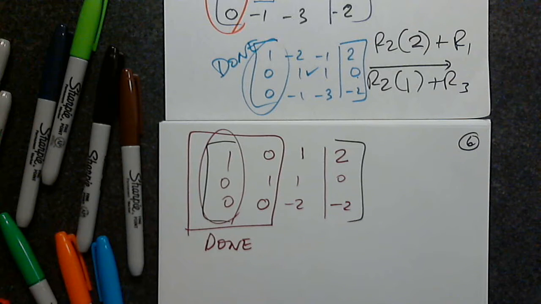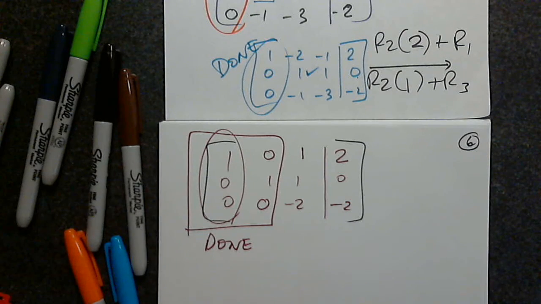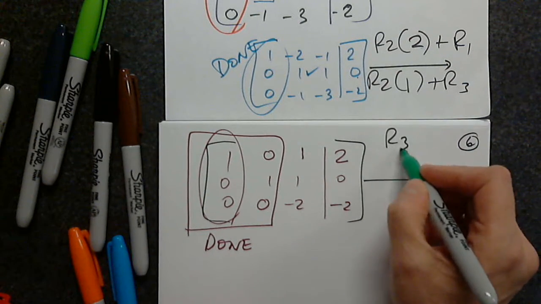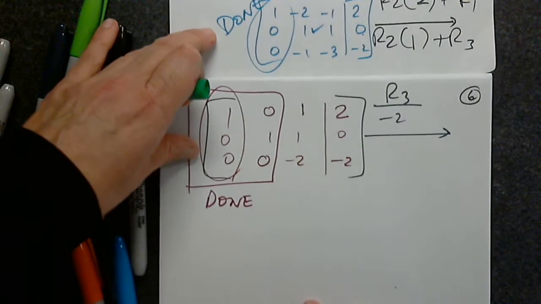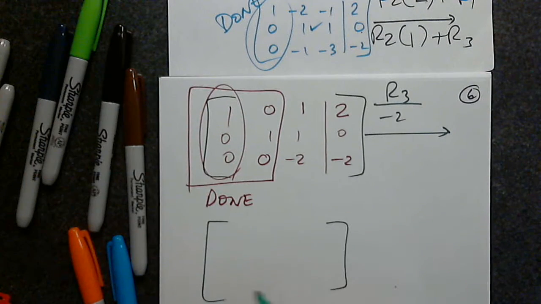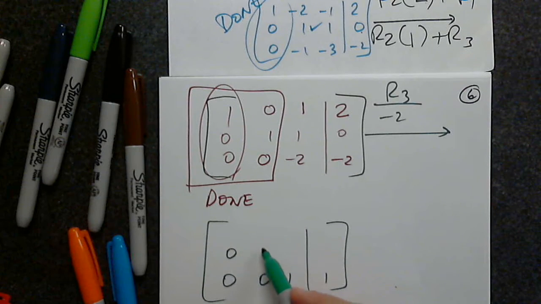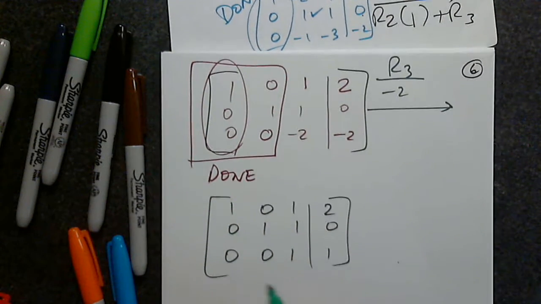Both sides of the third row or the third equation by? Exactly. Row 3 divided by negative 2. 0, 0, 1, 1. 0, 1, 1, 0, 1, 0, 1, 2. Done.